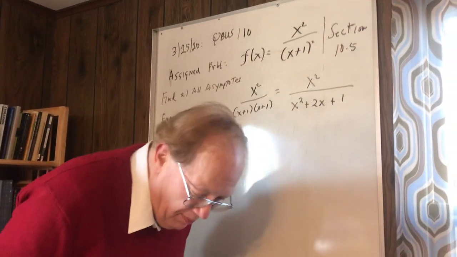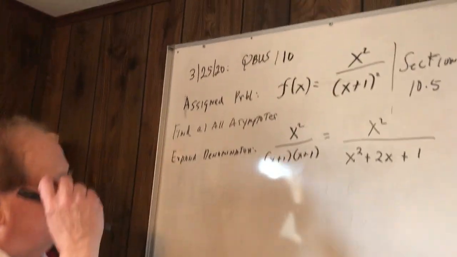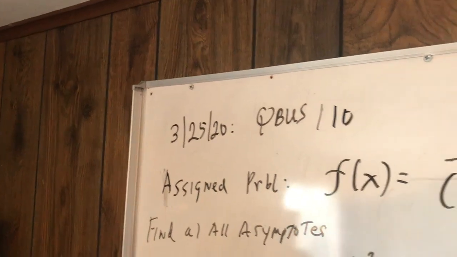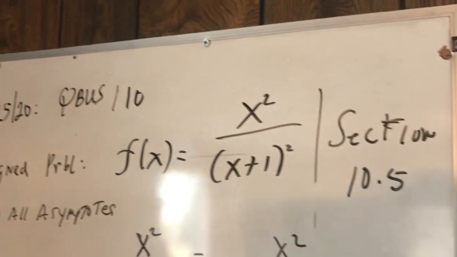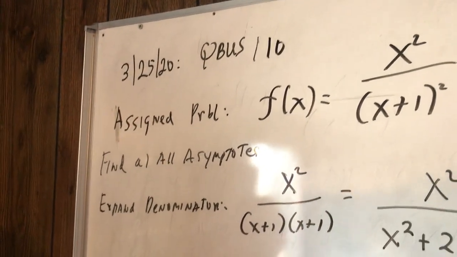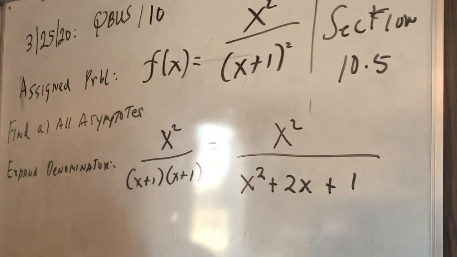Good afternoon. We're back again, and we're on March 25th's lecture, and we're still on section 10.5, and I'm going to go over the problem that I assigned with you before. It is a rational function, and the first thing we wanted to find is all asymptotes.